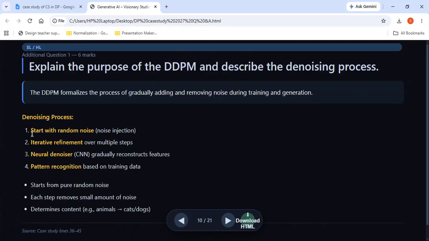So what is the denoising process? It starts with random noise, so it injects noise into the image. Then it iterates refinement, and the neural denoiser, a CNN, gradually reconstructs the features to produce a new, clear image. Pattern recognition is based on the training data. When it is trained, it will understand whether it is a cat or dog, what shape it has, what color it has, so all the features of individual parts of the image as well.